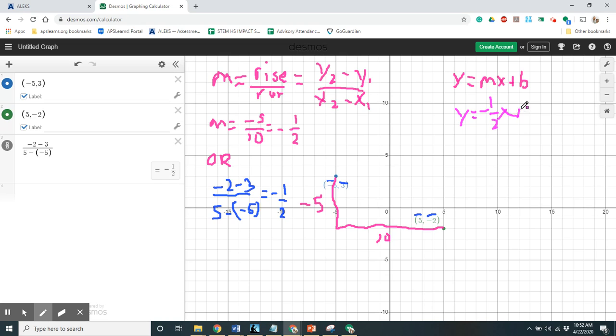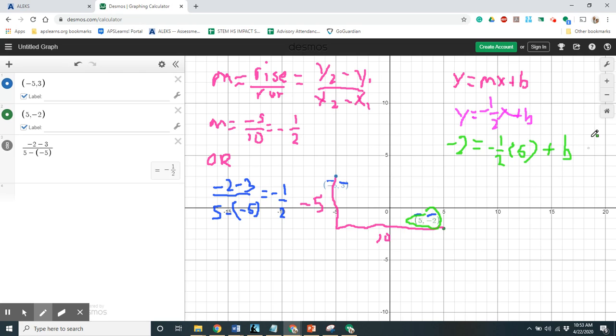plus b. And we have to find what b is. So to find b, we take either point and plug it in for x and y. So let's say I take this point here, put these numbers in for x and y. Make sure you put them in the right place. So negative 2 is the y. So we have negative 2 is equal to, keep the slope in, and put the x, which is 5, in for x.